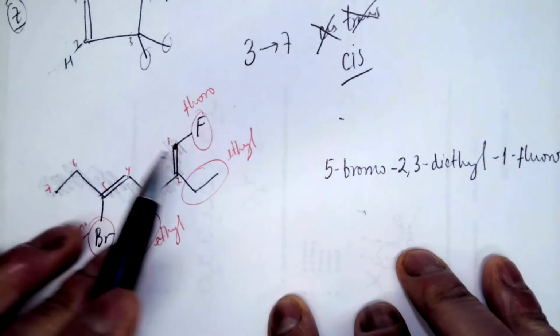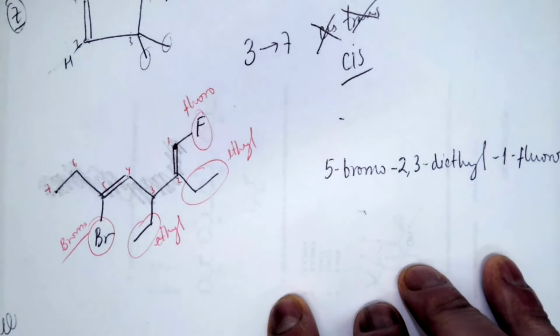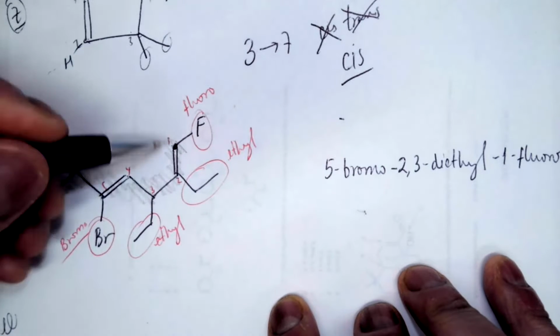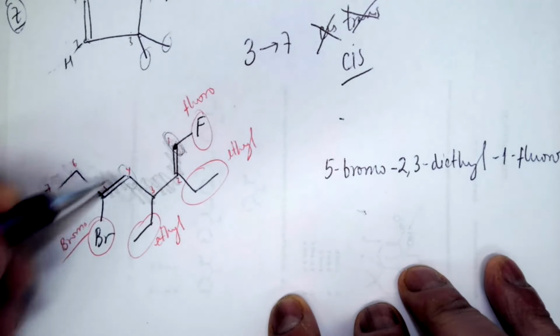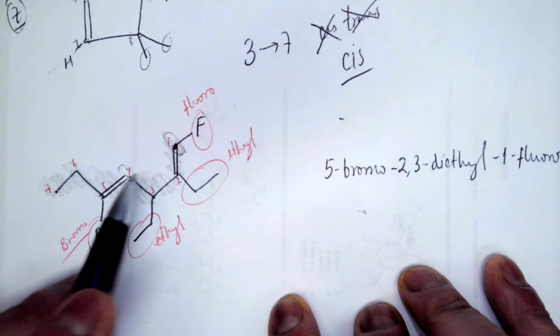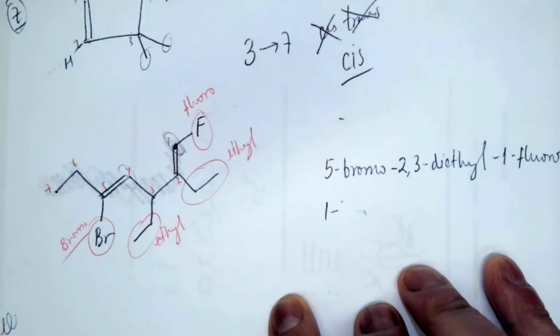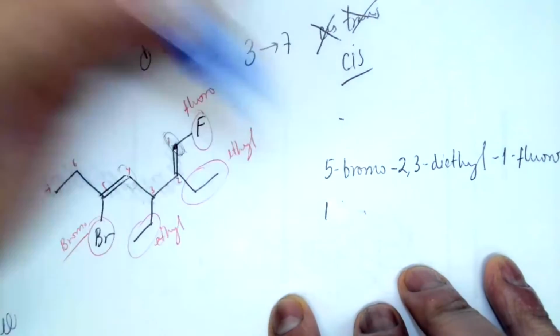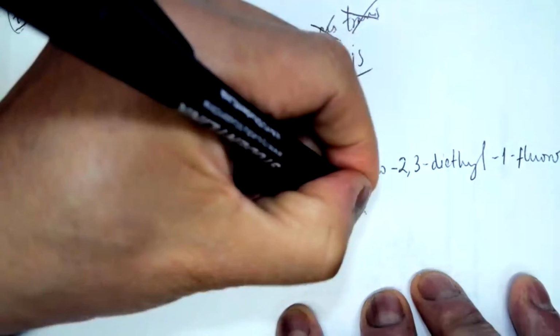And then the main chain. The main chain is called heptene, but in this case I have two double bonds. So what should I do when I have two double bonds? Where are the locants, the locations? 1 and 4. That's the location for the double bonds, 1 and 4. No 5, it's 4. It's the first carbon of the double bond. 1,4. I don't know why I keep doing dashes. 1,4-heptadiene.